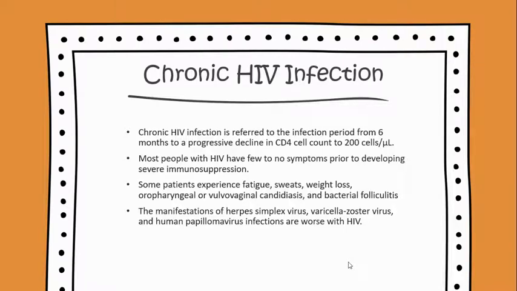Chronic HIV infection is referred to as the infection period from 6 months to a progressive decline in CD4 cell counts of 200 cells per microliter. Most people with HIV have few to no symptoms prior to developing severe immunosuppression.